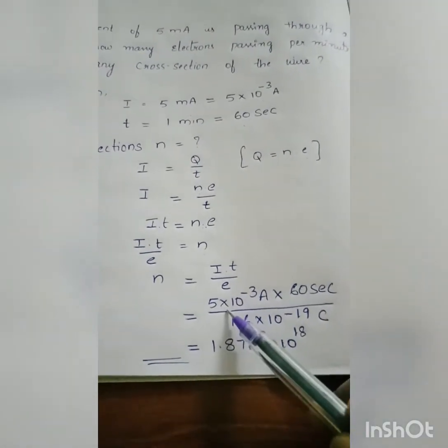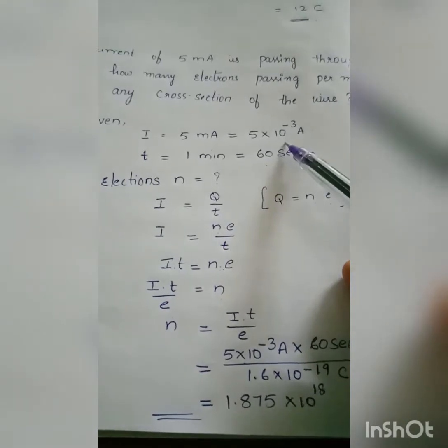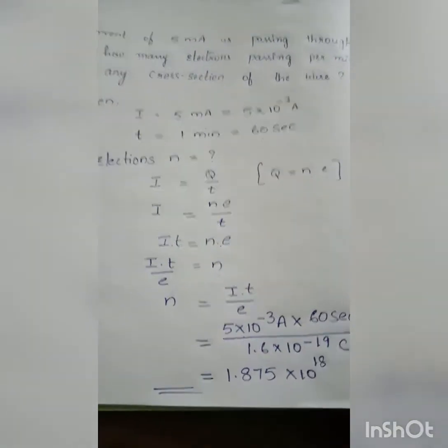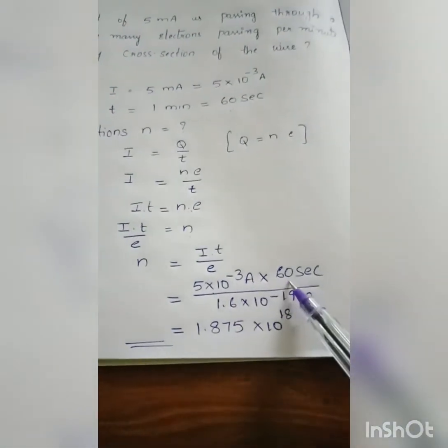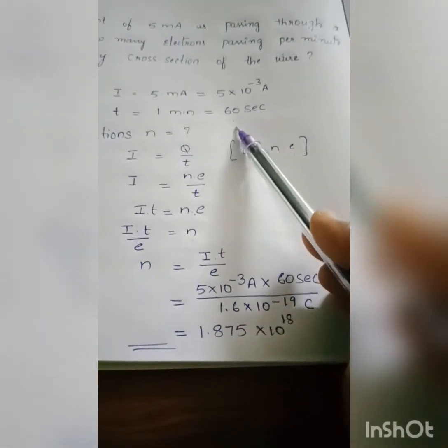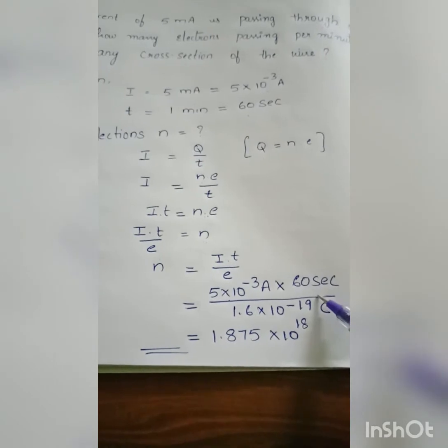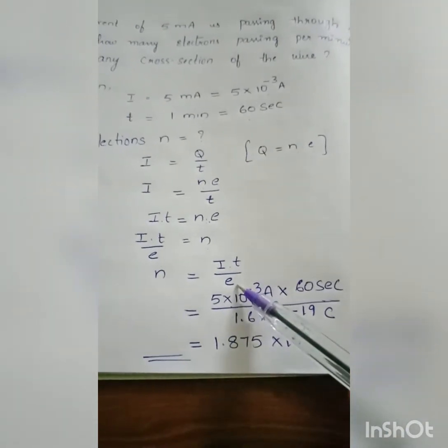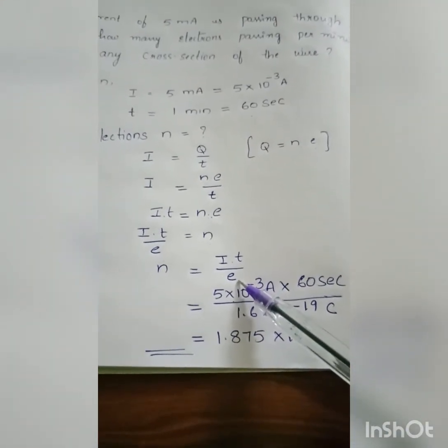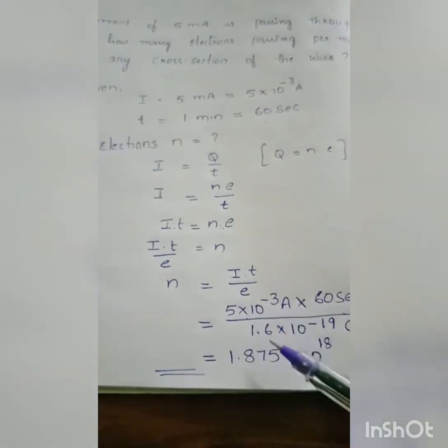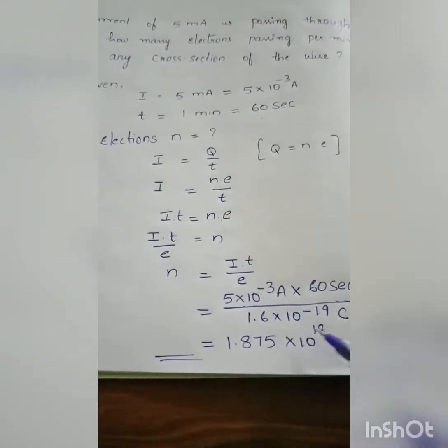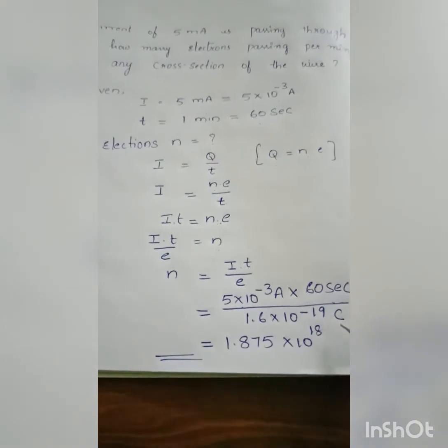What is I? I is current. What is current? 5 into 10 power minus 3 amperes. Next, what is time? T equal to 60 seconds. What is E? Electronic charge or electron charge. Electron charge value is 1.6 into 10 power minus 19 coulomb.